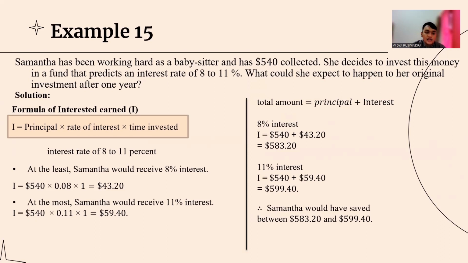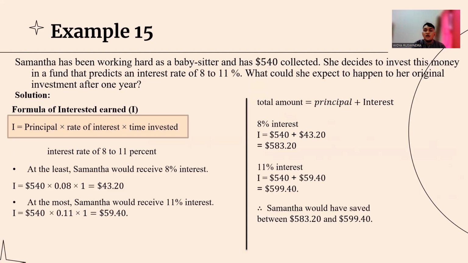Next, at the most, Samantha would receive 11% interest. I will explain that 11% equals 0.11. So I, or interest earned, equals $540 multiplied by 0.11 multiplied by 1 equals $59.40.